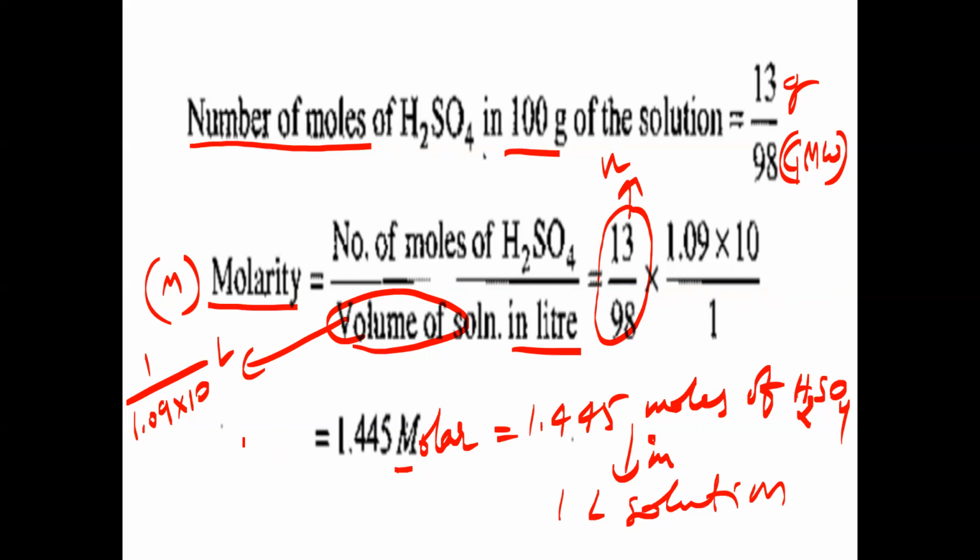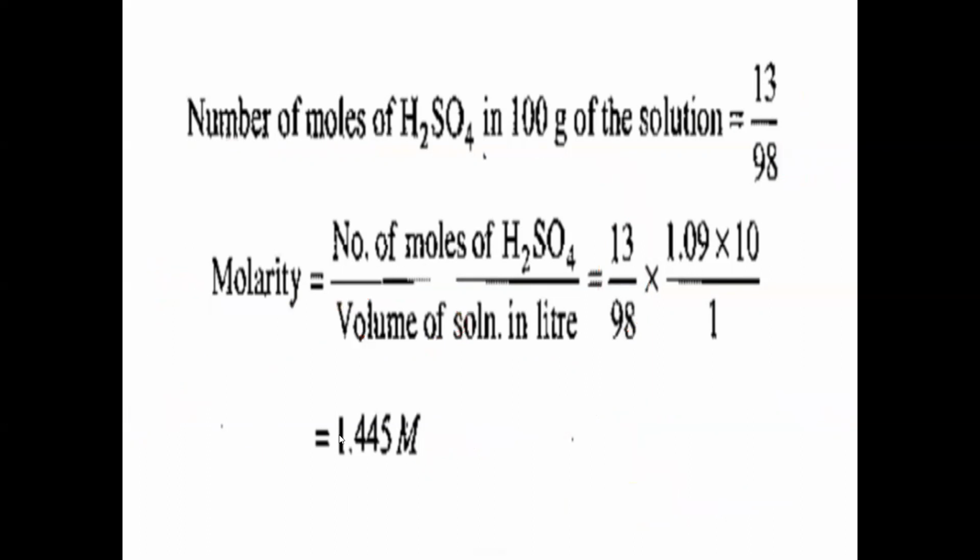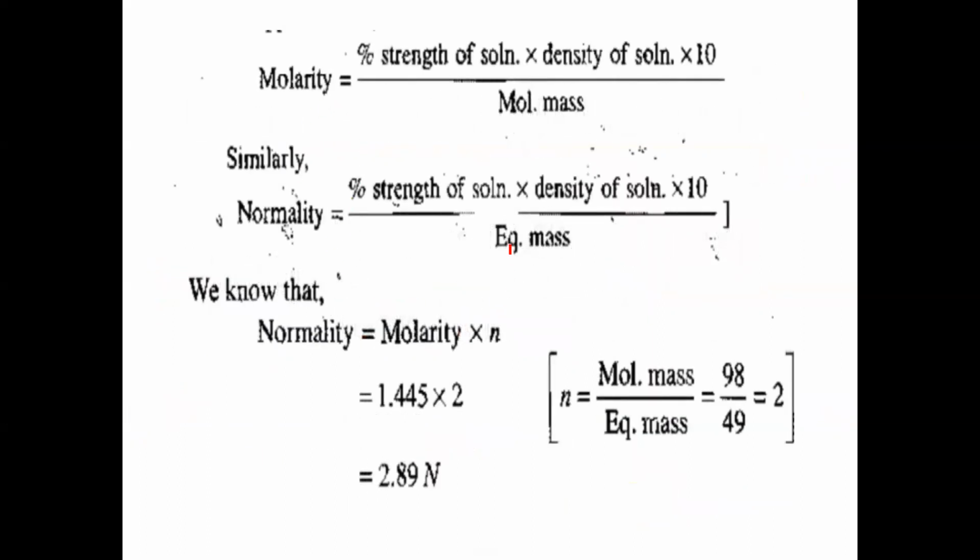Next, what do we have to get now? Molality or normality? What do they ask? Normality they ask here. So molarity we got first. Next, what are the molarity formulas generally? Two relations we have. Molarity is strength of solution into density into 10 by gram molecular mass, GMW, gram molecular weight.